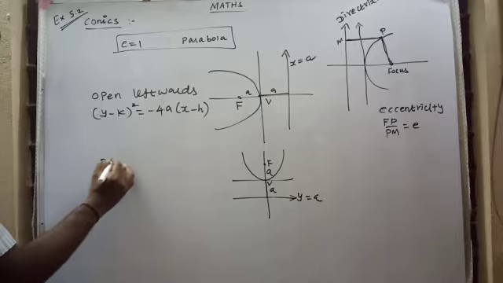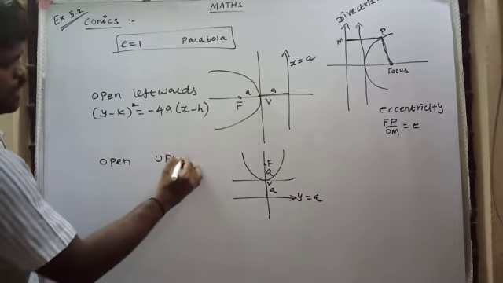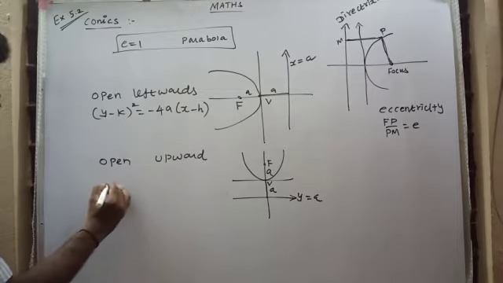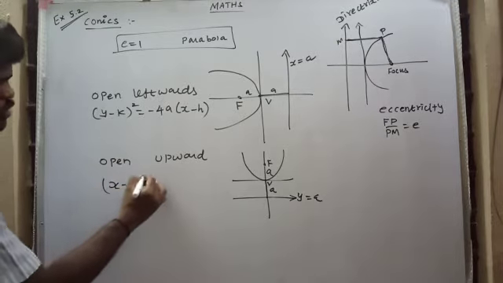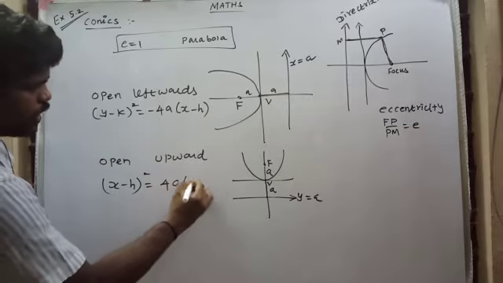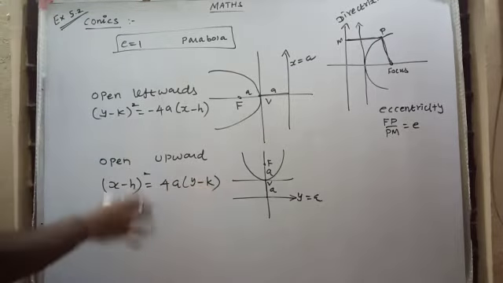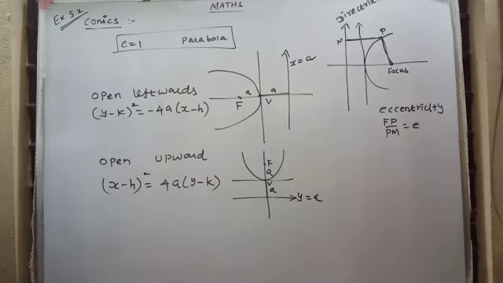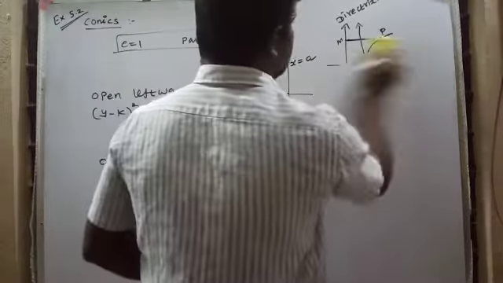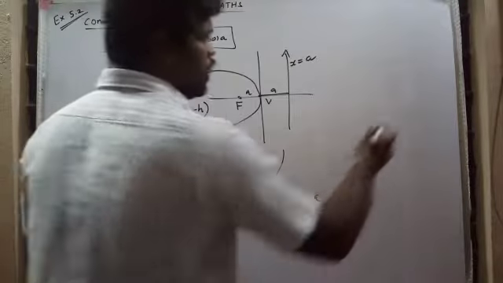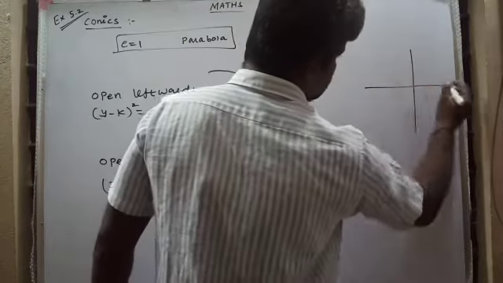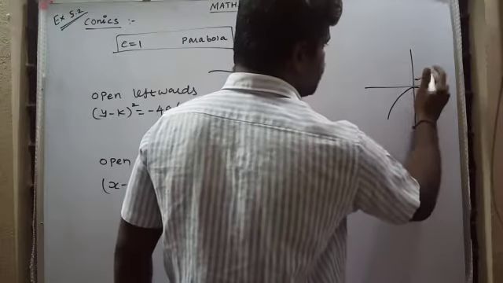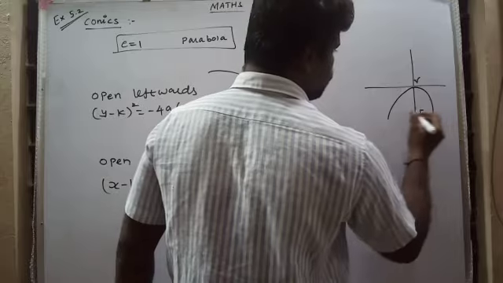This is open upward. This formula can be written as (x minus h) the whole squared is equal to 4a (y minus k). These formulas are very, very important. They will be used in sums. Okay, right. And one more type: this is downward. Here this is the vertex and this is the focus.